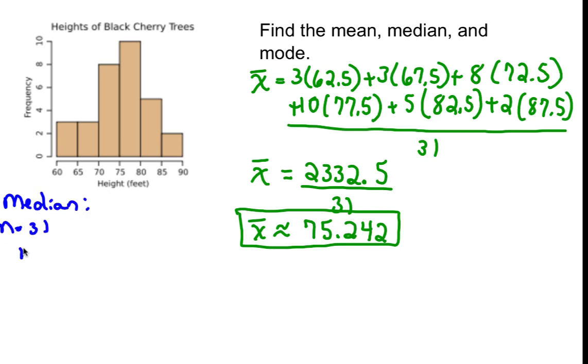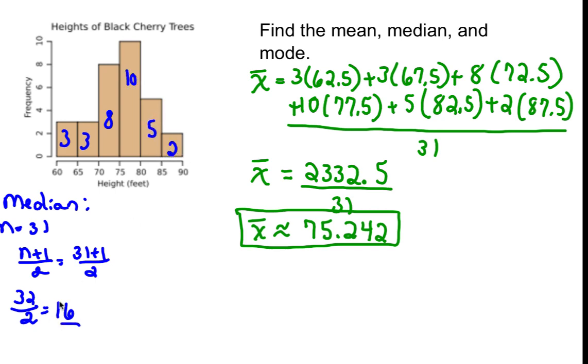Median, I know I have 31 data entries, so 32 divided by 2 is 16. So I need to figure out the 16th entry. My first bar has 3 data entries, then 3, and then 8, and then 10. So adding 3 plus 3 plus 8, I don't quite reach 16. So I know I'm going to be in this bar.